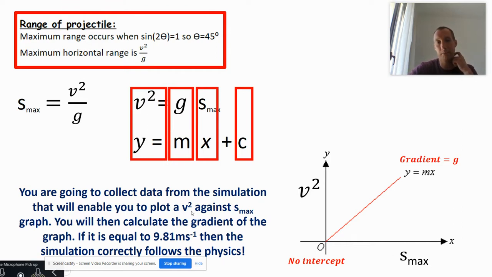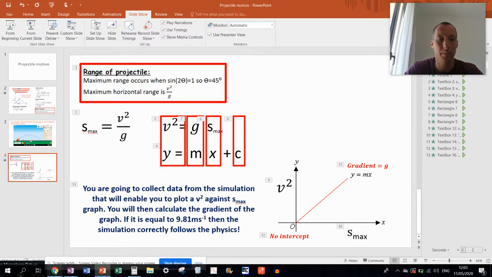You're going to collect data from the simulation that will enable you to plot a v squared against S max graph. You're then going to calculate the gradient of the graph, and if it equals 9.81 meters per second squared, then the simulation correctly follows the rules of physics. Okay, so let me show you the simulation.